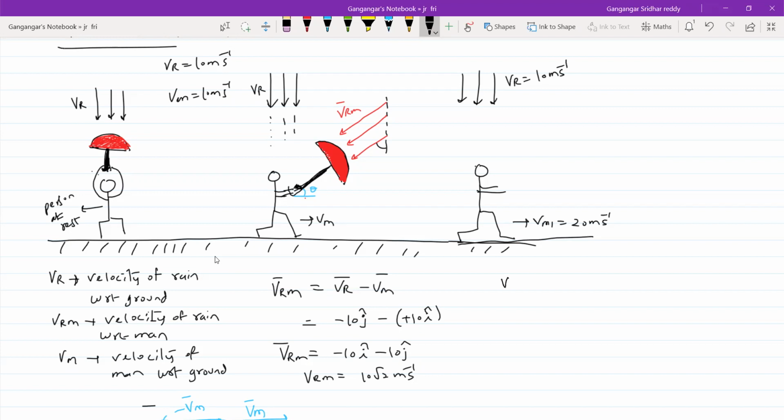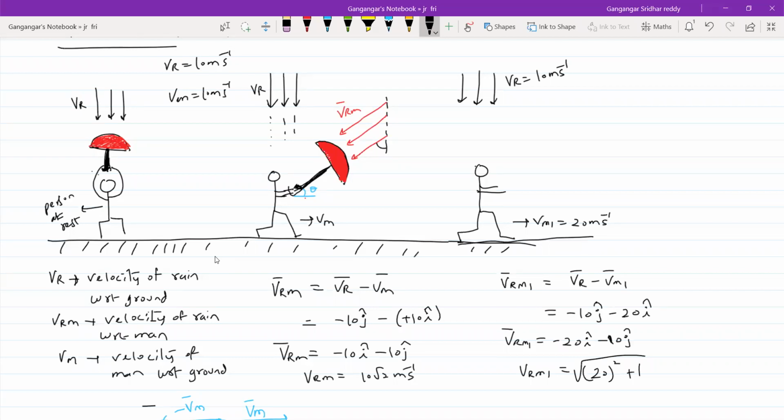Directly, I'll enter into it: VRM1 is equal to VR bar minus VM1 bar. VR bar minus 10 J cap, and this will be minus 20 I cap. So what is the speed of the raindrops with which they'll come and strike the umbrella? 20 squared plus 10 squared, 400 plus 100, 500. This will be 10 root 5 meter per second. With more speed, they'll come and strike the umbrella.